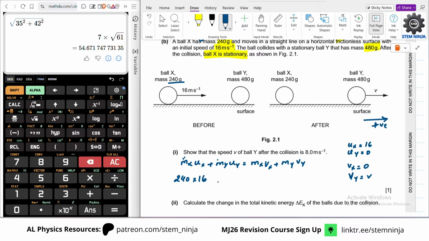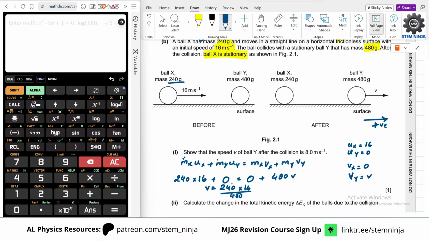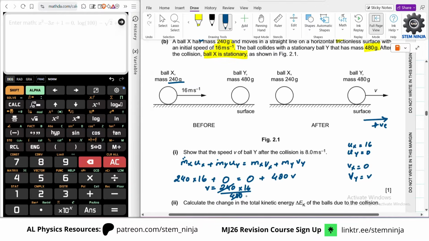Times 16 plus 0, because uy is 0. Now this one is 0 plus 480 times v. So V would be 240 times 16 divided by 480. So 240 divided by 480 is just 1/2, and 16 divided by 2 is 8 meters per second.